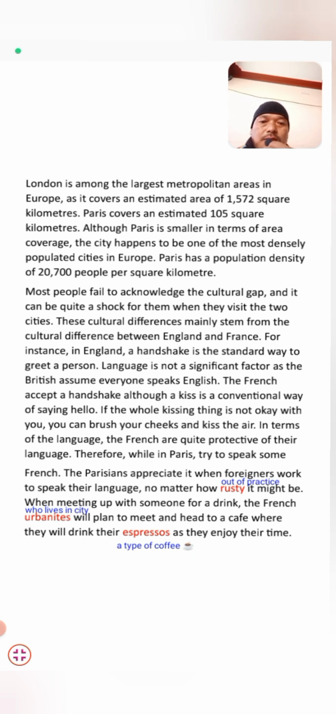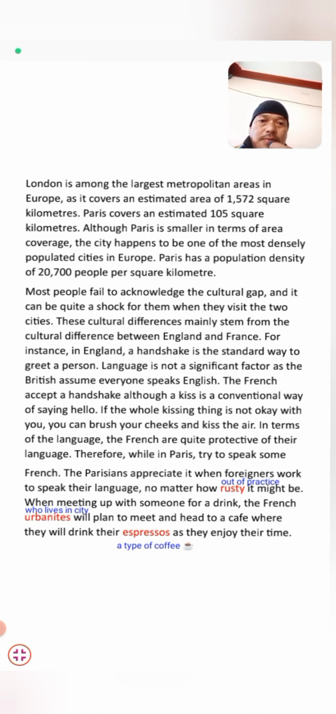When meeting up with someone for a drink, French urbanites, who live in the city, plan to meet and head to a cafe where they drink espresso, a type of coffee, as they enjoy their time.